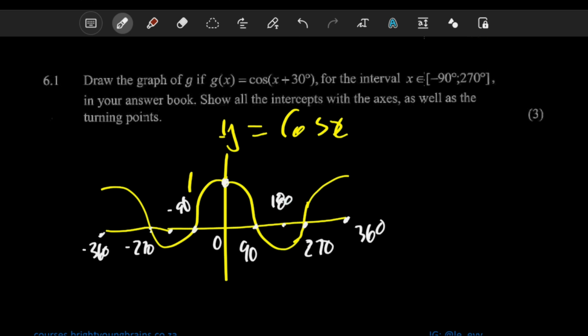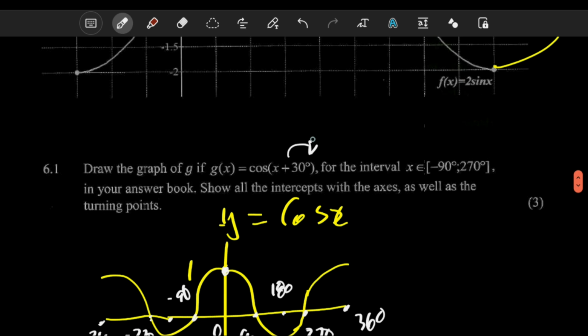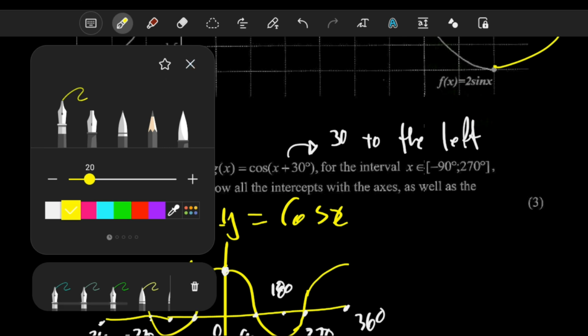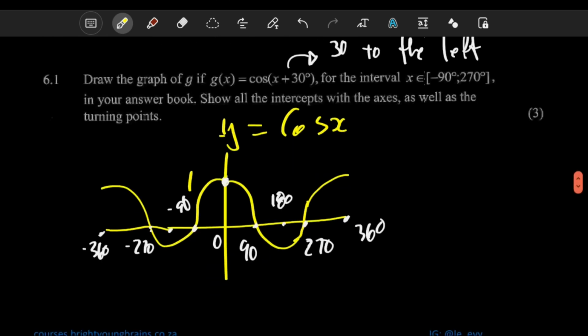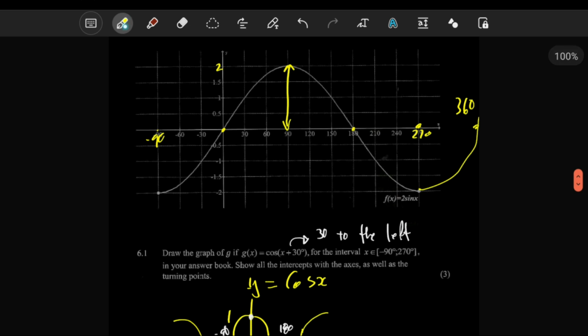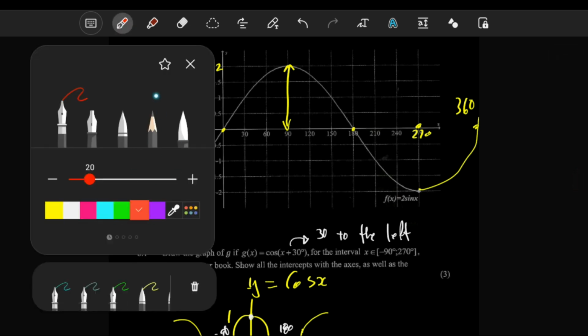So obviously a standard cos graph was moved 30 to the left. Let's put here, 30 to the left is what we're working with. If a standard cos graph was moved 30 degrees to the left, then all these key points would move 30 to the left. So instead of talking, let's start plotting.